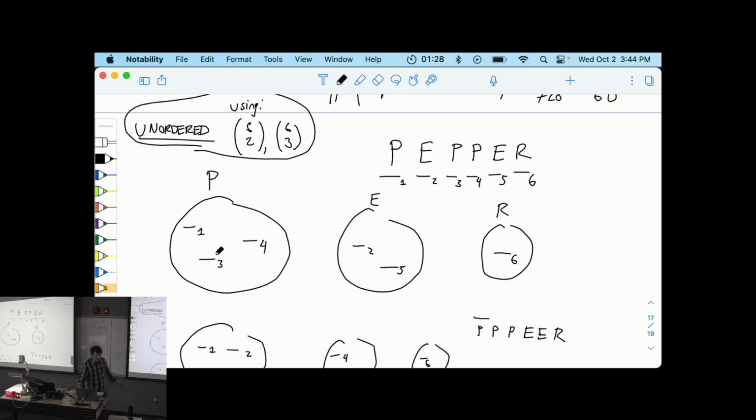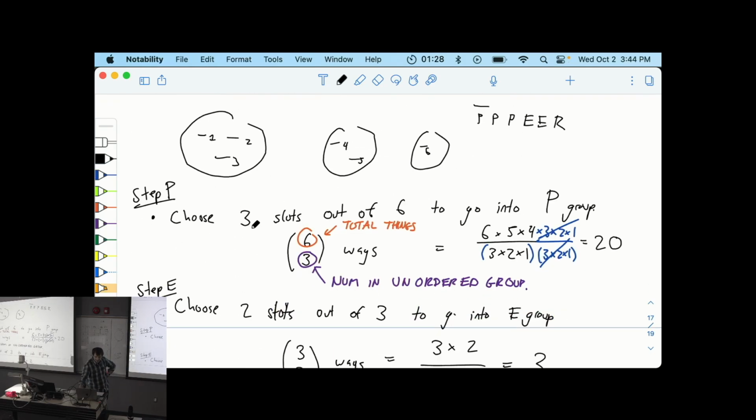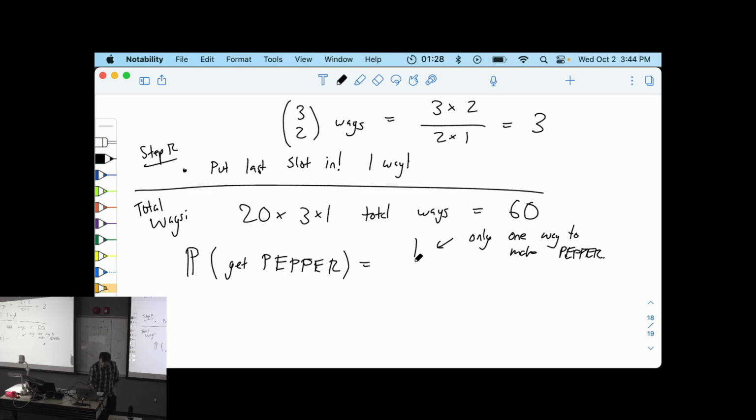You've got to have 1, 3, 4, you've got to have 2, 5, and you've got to have 6, because we're thinking of these as unordered. 1, 3, 4 is the same as 4, 1, 3. As long as you have those 3 things in your P bag, then you're good. So 1, and then the total number of ways is 60. That's what we just found. Total, and that's the answer.